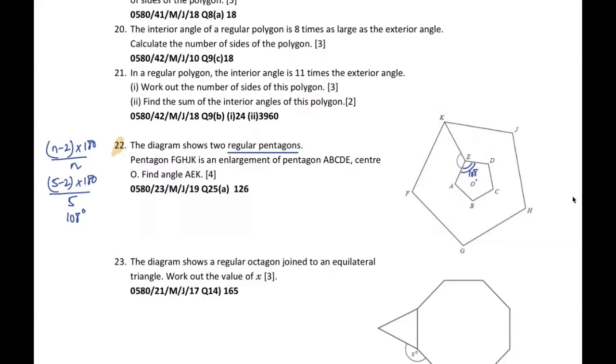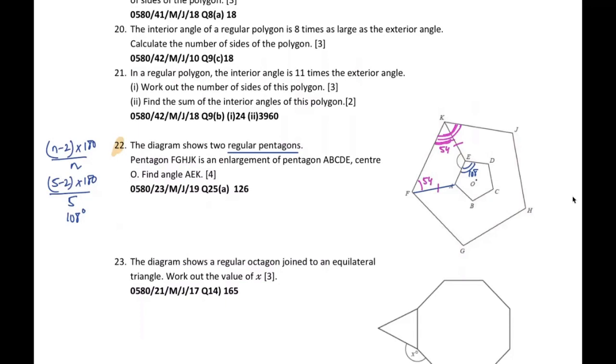Okay. Now the larger FGHJK pentagon is also a regular pentagon. So again, we know that the interior angle of a pentagon is equal to 108. So this angle is going to be half of 108, that is 54. And these two lengths are also going to be equal. So this angle is also going to be 54.